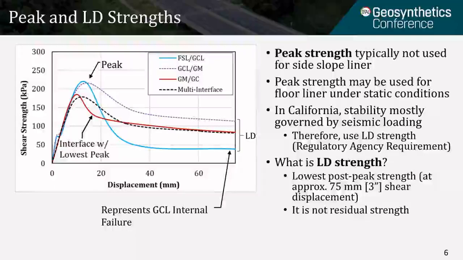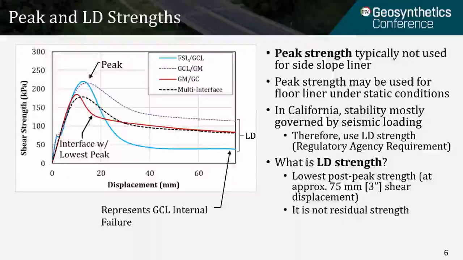The peak strength shouldn't be used for slope stability analysis where large interface displacements are expected, such as side slope or bottom liner under seismic conditions. Peak strength may be used for the bottom liner under static conditions.